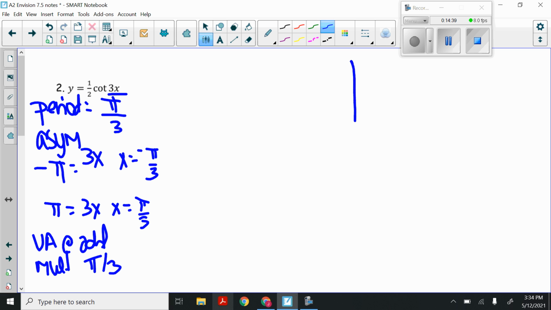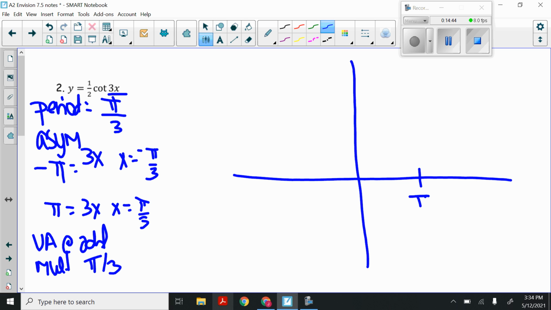So again, we're going to draw this graph. Now I know at pi over 3 and at negative pi over 3, I'm going to have asymptotes. Okay? So I'm going to go ahead and draw my asymptotes in.